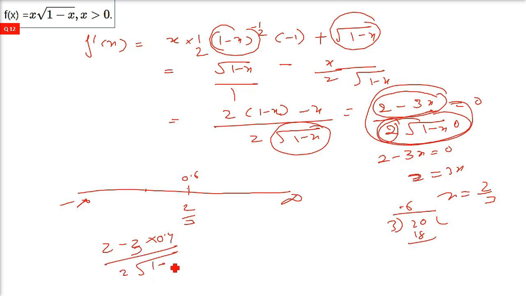So when I am putting 0.4, just to be very specific, just closer to 0.6 on the left. So 0.4 I have written. What are you going to get? See, 1.2, 2 minus 1.2 will be positive. So this is going to be positive.